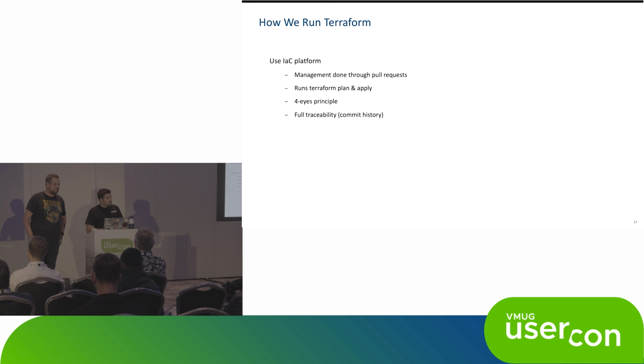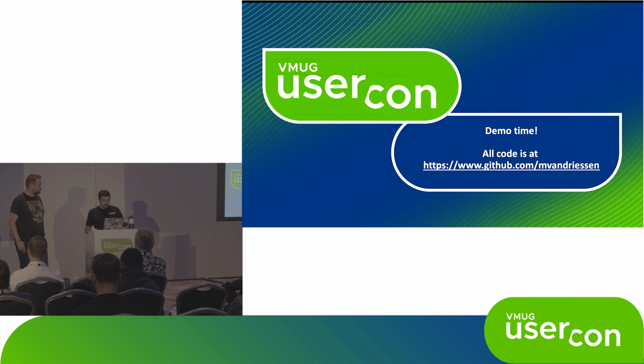That management platform should also run everything that is related to Terraform plan and apply. So it'll have all the secrets or access to all the secrets. And because it's in Git, you have full traceability and commit history. You can see exactly what happened, who approved something, who actually created something, which was a good addition.